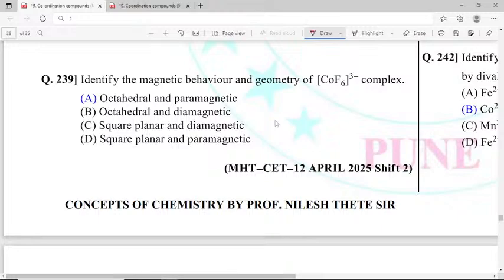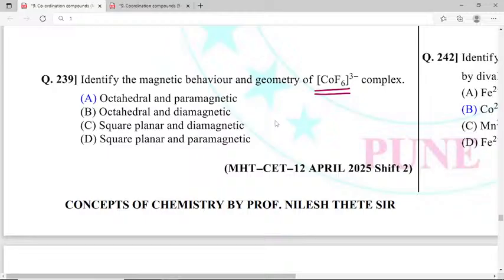Identify the magnetic behavior and geometry of the CoF6 3 minus complex. So the metal is cobalt, and this is an octahedral complex. Hybridization: how much? sp3d2. It is sp3d2 type of hybridization, and so there are unpaired electrons, so that's paramagnetic.